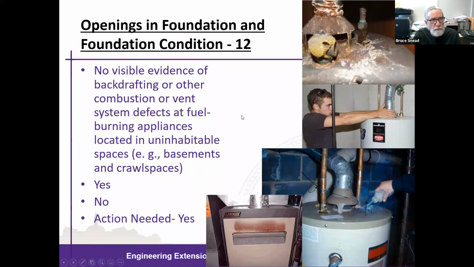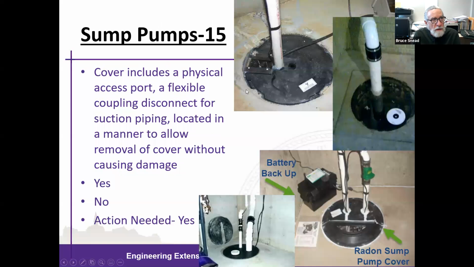Is there visible evidence of backdrafting or other combustion or vent system defects? The slides here show someone using smoke or their hands to sense the draft coming off a water heater. In the top slide, you can see all kinds of deterioration associated with what may be improper venting, as well as furnace rollout on the front of the furnace, down here in the center portion. Again, we're looking for evidence that combustion appliances may not be venting properly, so that if they're not, we don't want to install a radon mitigation system that might aggravate or make conditions even worse for a poorly venting appliance.